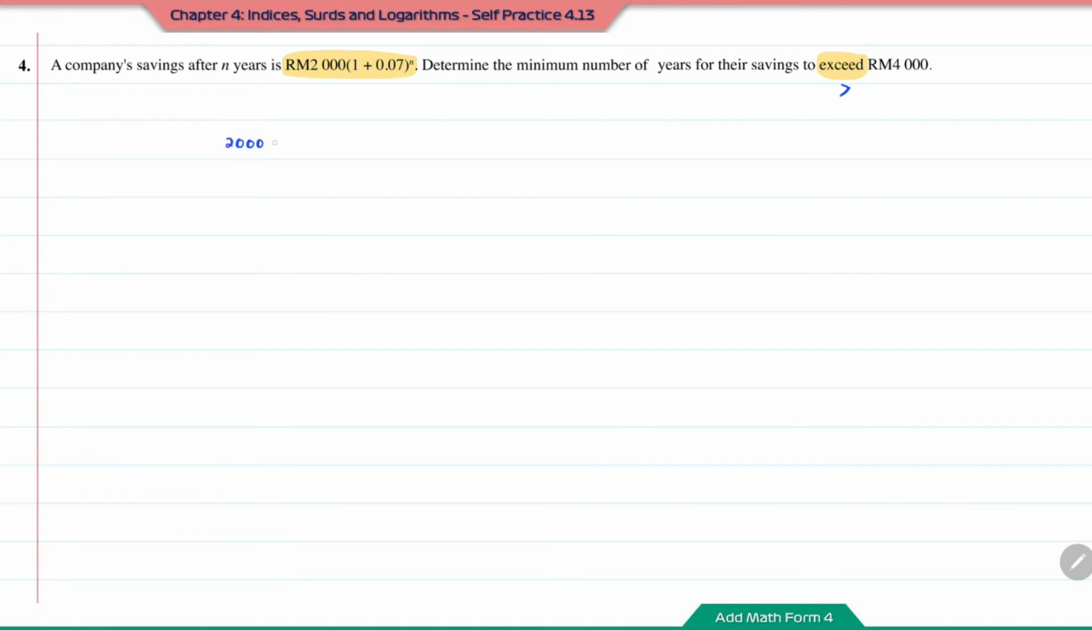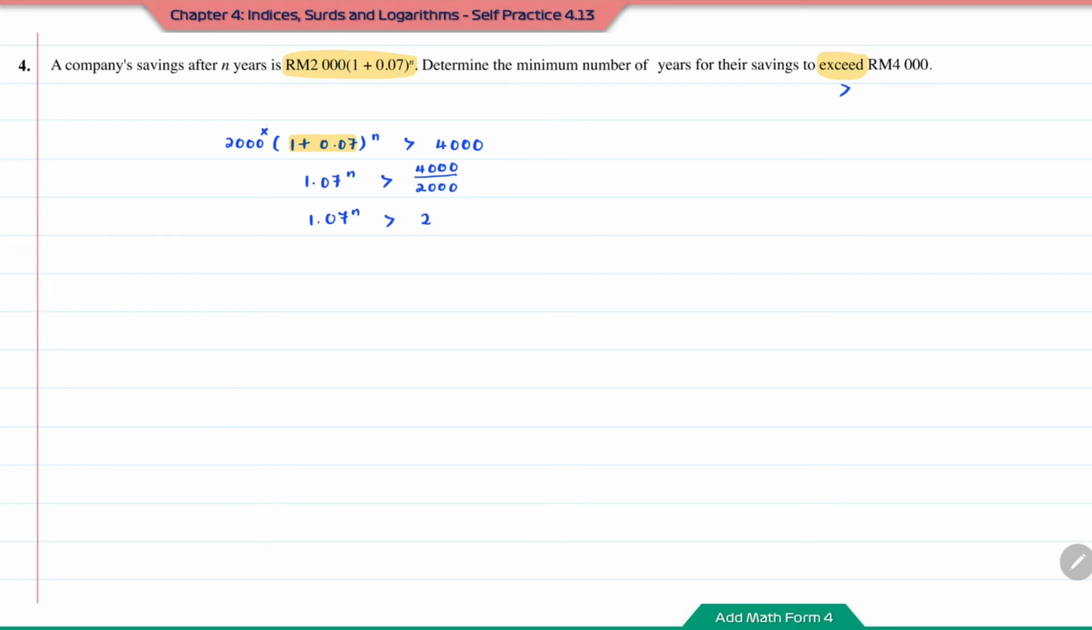Therefore, the saving after n years, which is 2000 times bracket 1 plus 0.07 to the power of n, is greater than 4000. So here it means multiplication. So I can move this 2000 to the right hand side. And 1 plus 0.07, here I can write as 1.07 to the power of n greater than 4000 divided by 2000. So 1.07 to the power of n here is greater than 2.